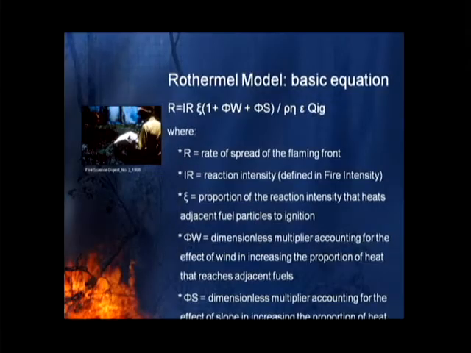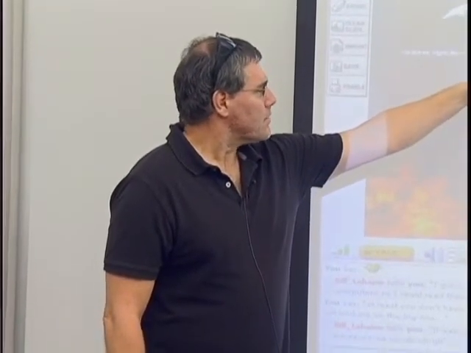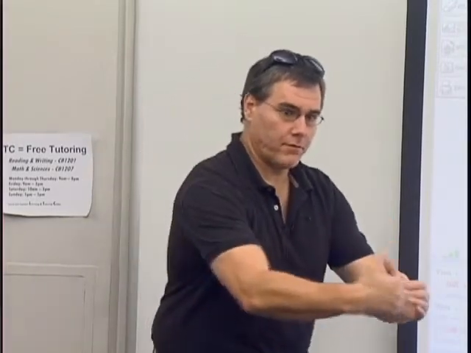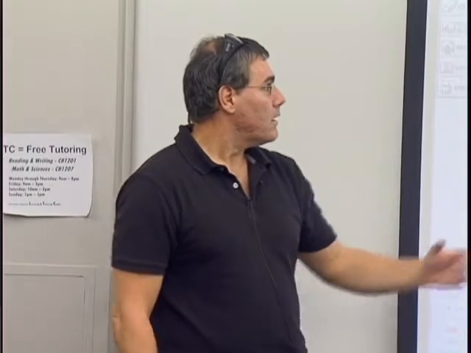Okay. And there's his basic equation there. R is the rate of spread of the flaming front. IR is the reaction intensity, and it's a whole other series of functions defined as fire intensity. That, I think that's epsilon, I think that's what it is, a proportion of the reaction intensity that heats adjacent fuel particles to ignition. This is what I was talking about. That's why it's such a powerful factor. That heating front that's in front of the fire, that up to 1,000 degrees that can be in front of the fire front is very important.